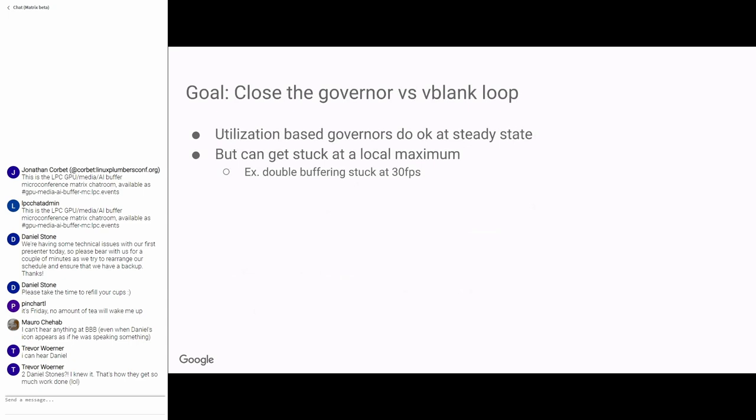So next slide. One of the first goals, and the first thing that motivated me for this, was to close the loop between the GPU's frequency governor and vblank. Normally, the GPU's frequency governor is based on how much of the time it's busy. It's a utilization-based governor, trying to solve the problem of what's the minimum frequency to maintain the maximum FPS, basically. But this approach can get stuck at a sort of local maximum instead of a global maximum. If it gets stuck at 30 FPS and sees idle time because the GPU missed a vblank and is waiting for the next one, that will signal it to reduce the frequency, when in fact you actually want to be increasing the frequency to get to 60 FPS. So next slide.